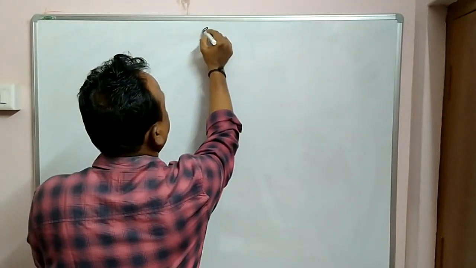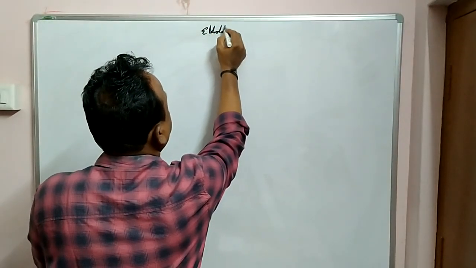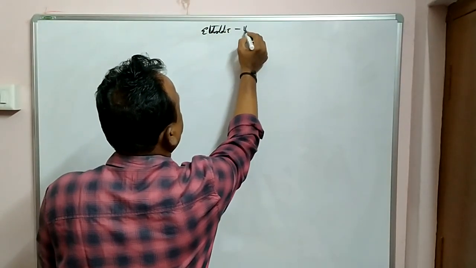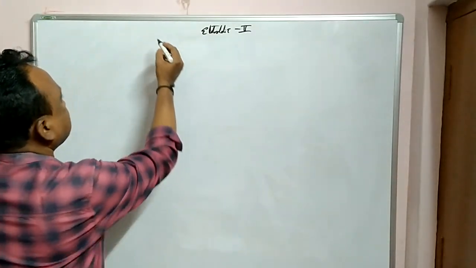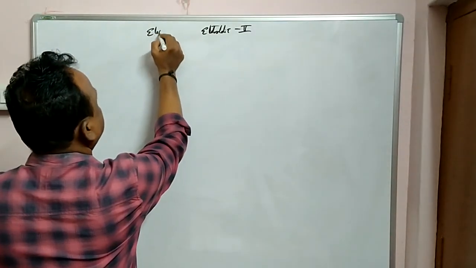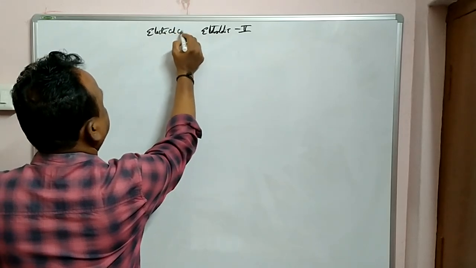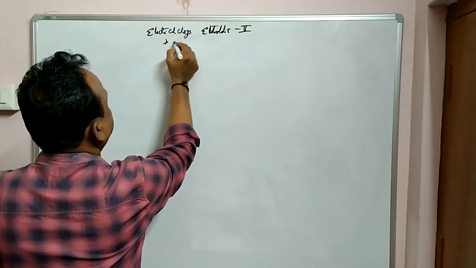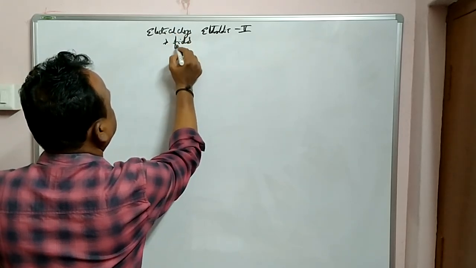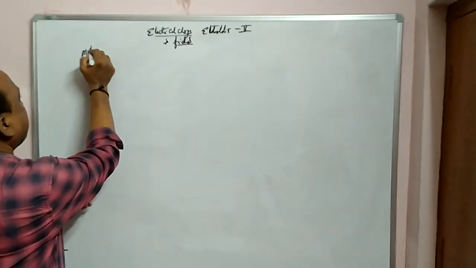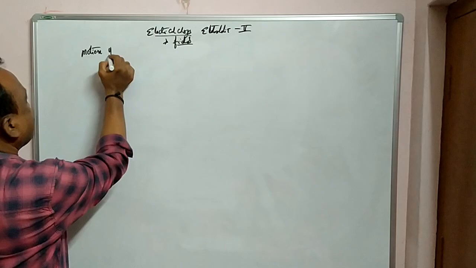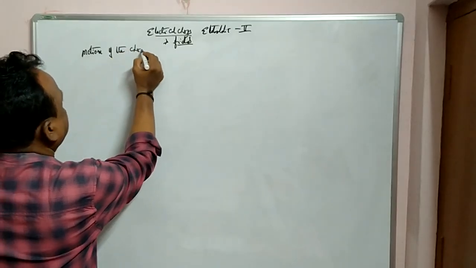Now the question is the motion of the charged particle. This is part 2 of electrostatics. Electrostatics part 2. Still we are in electric charges and fields, the ending part. So here what you are going to learn is the motion of the charged particle.